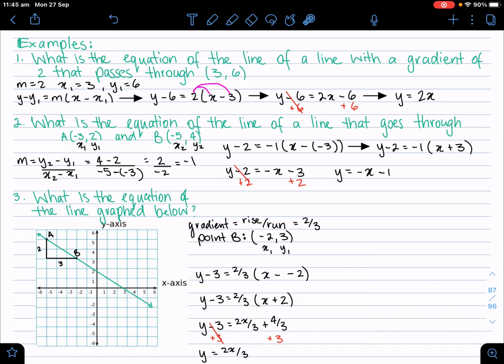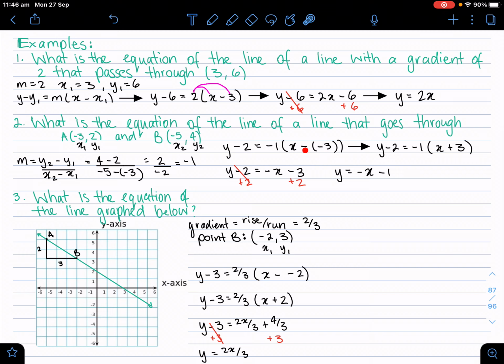I can use any of those points. Just to keep it in the right syntax, I'm going to use the first point as I've already labeled it x1 and y1. However, if I use point B, I'd still get the same answer. So now, next step is to sub everything into the formula. x1, m, and y1.